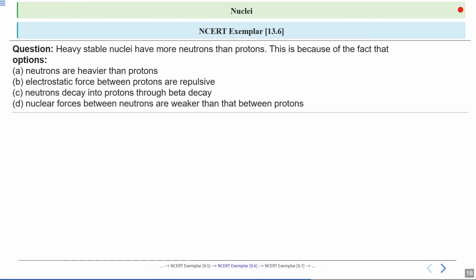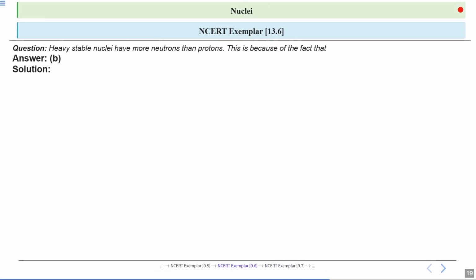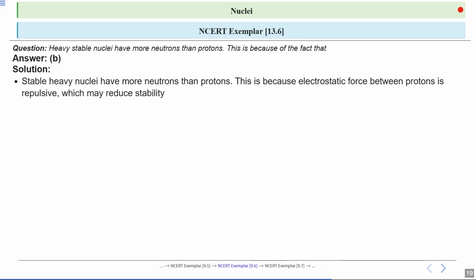Next, question exemplar 13.6. Question asks about the fact that why heavy stable nuclei have more neutrons than protons. So 4 options are given, you have to choose the correct one. So option B is correct.